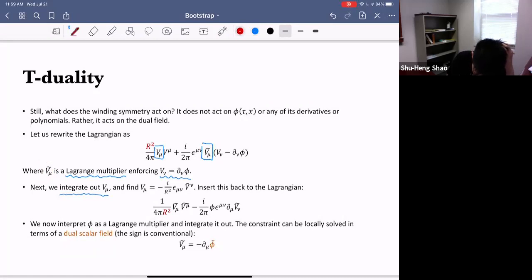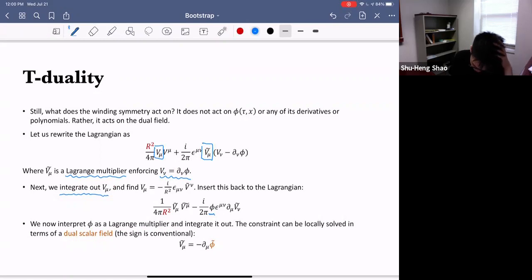And then you find the following equation. And you insert this back in, you can rewrite this Lagrangian in the following form. Note that in going from here to here, we kind of exchange V with V tilde. Importantly, R squared originally was in the numerator, now it's in the denominator. And here I purposely write phi this way so that it looks like a Lagrange multiplier. So we're switching the roles of all these fields. Originally, V tilde was a Lagrange multiplier. V mu is just another name for the derivative of phi. But now we integrate out V mu, and phi now looks like a Lagrange multiplier. It used to be the fundamental field.